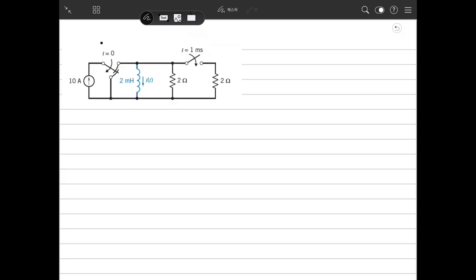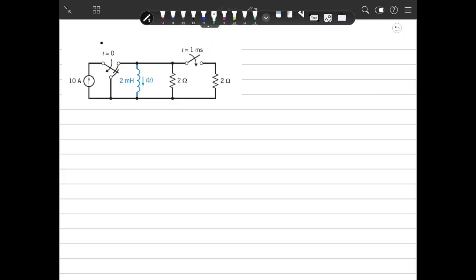Okay, let's see. There are two switches, here and here. When time is 0, this switch is moved from here to there. Then at time t equals 0.001, 1 millisecond, the switch is closed here. So we need to check the circuit at each point in time.